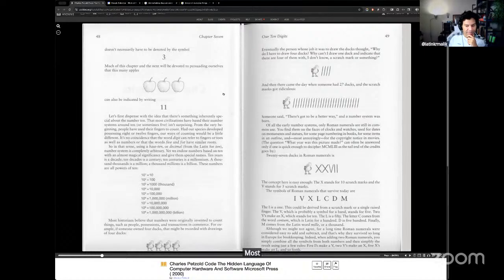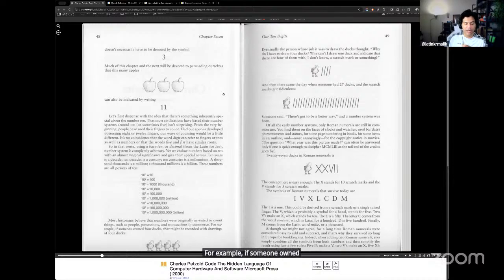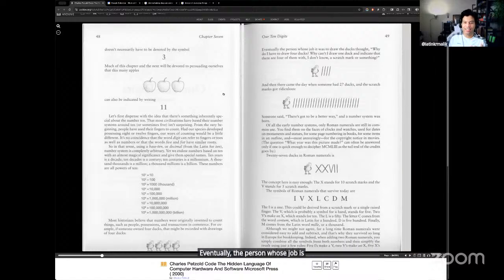Most historians believe that numbers were originally invented to count things such as people, possessions, and transactions in commerce. For example, if someone owned 4 ducks, this might be recorded with drawings of 4 ducks initially. Eventually, the person whose job was to draw the ducks thought, why do I have to draw 4 ducks? Why can't I draw 1 duck and indicate that there are 4 of them with, I don't know, a scratch mark?